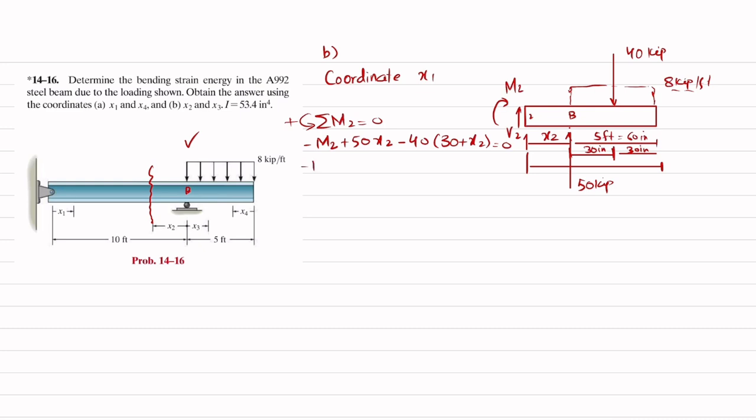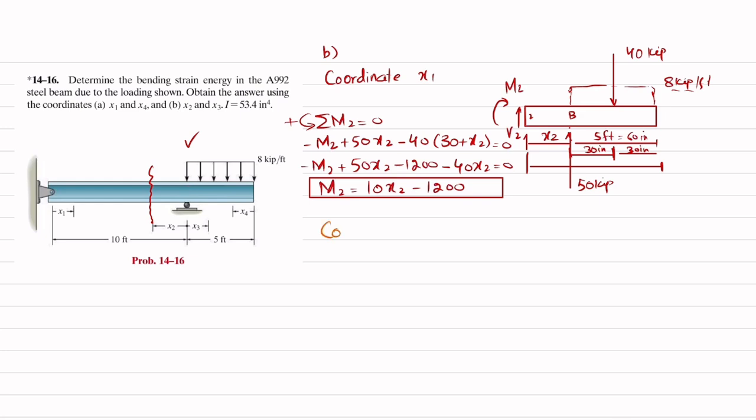So you can simplify it. M2 plus 50x2 minus 1200 minus 40x2 is equal to 0. So M2 will be equal to 10x2 minus 1200. So this is the bending moment due to coordinate x2.